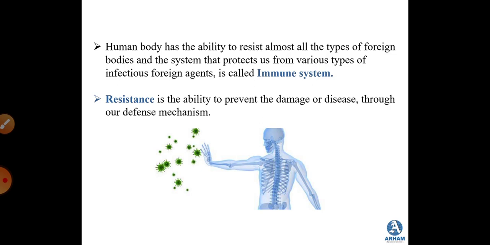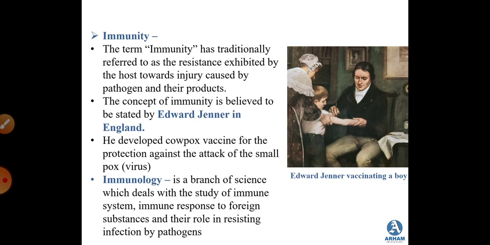So, the immune system in our body has the ability to resist all types of foreign bodies. On the other hand, resistance is the ability to prevent damage or disease through a defense mechanism. So here the immune system in our body becomes the defense mechanism. Now let us study further about this immune system. For that, let us understand what is immunity.